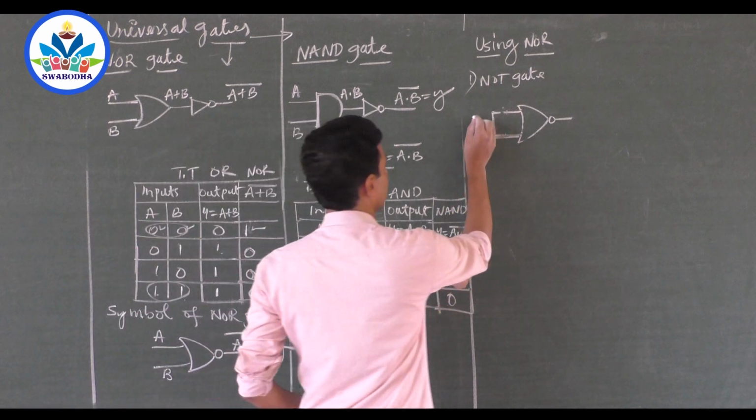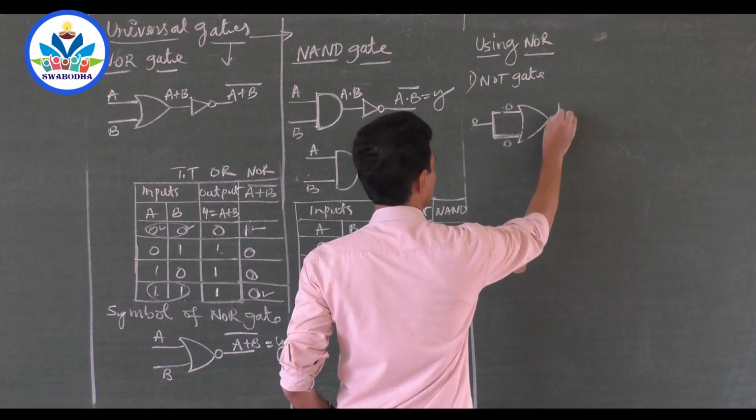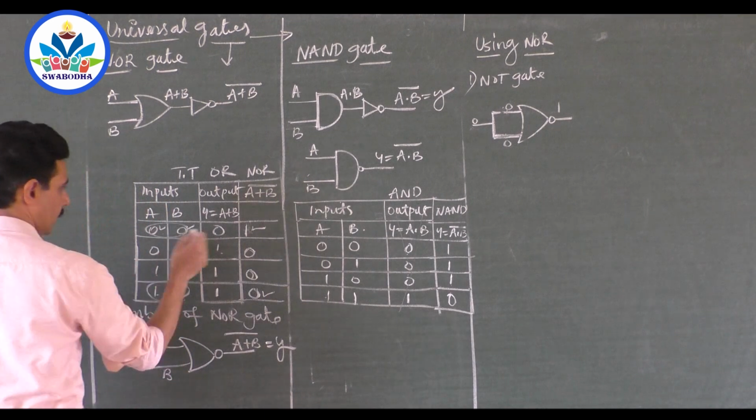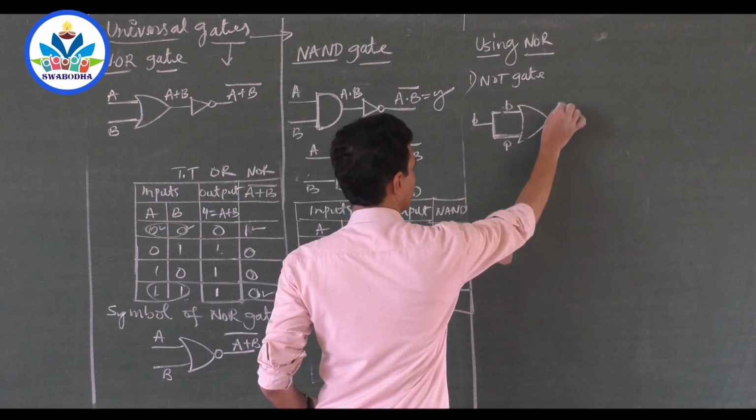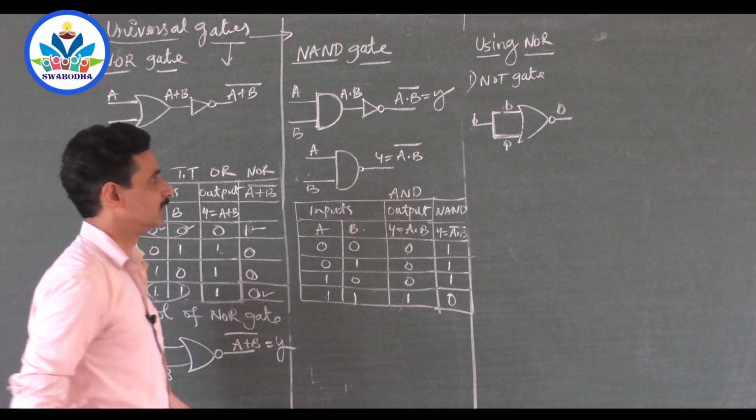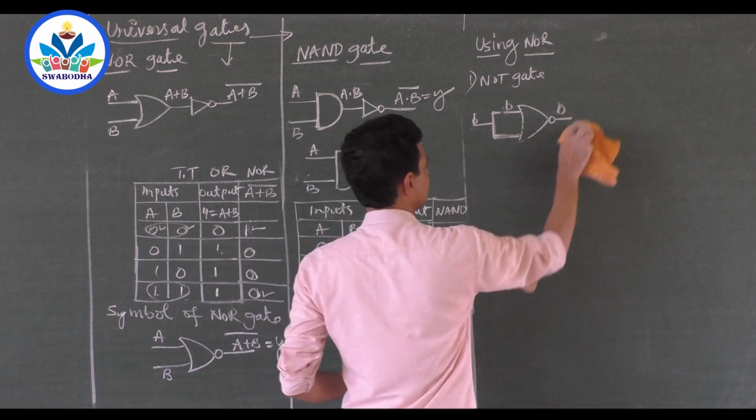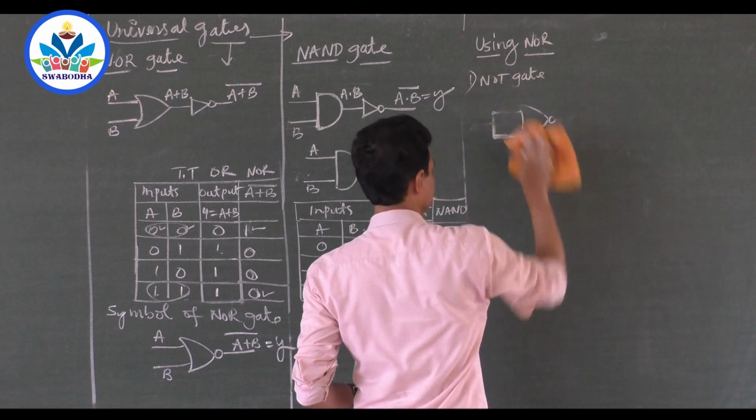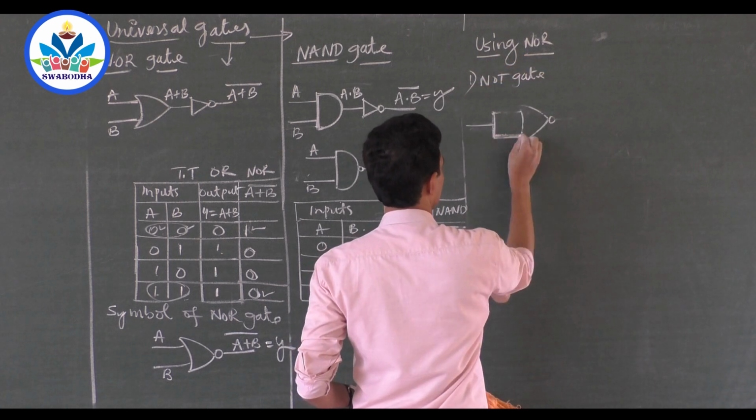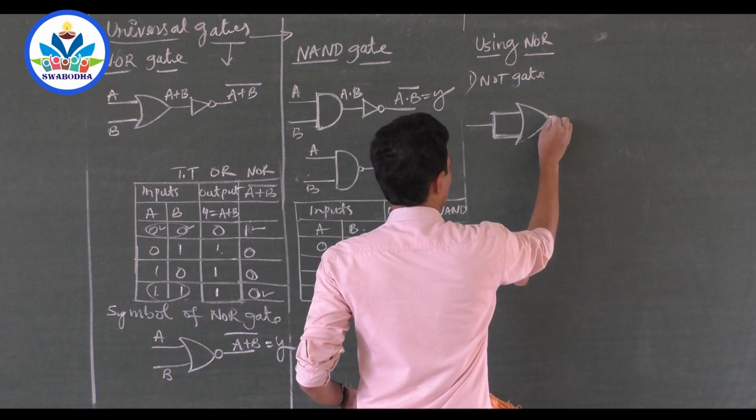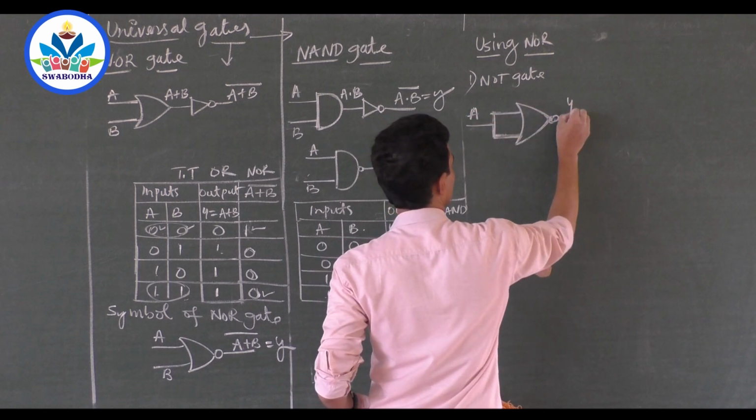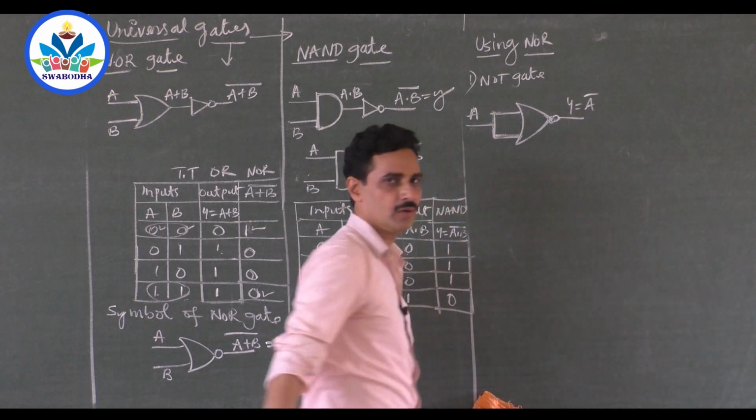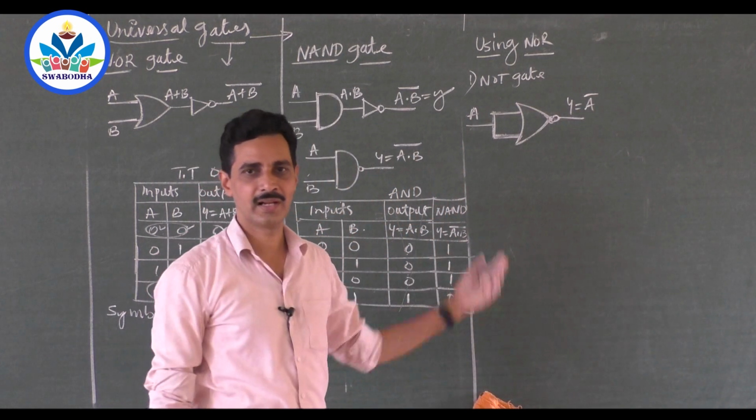If you give 0 here, both will be 0 and output is 1. Is it so? 0, 0, 1. If you give 1 here, both the inputs are 1, you will get output 0. Is it so? Yes. So this is a NOT gate. So in symbols, you can write it like this: A, Y is equal to A bar. Is it not so? It's a beauty. So you can write A bar.